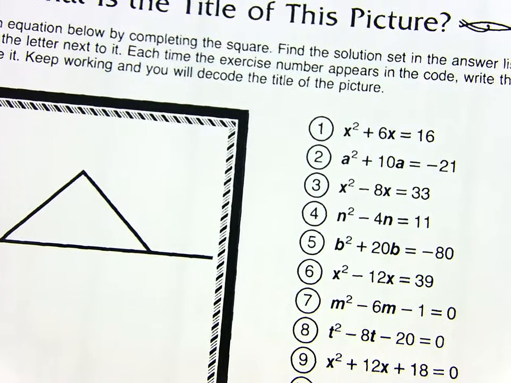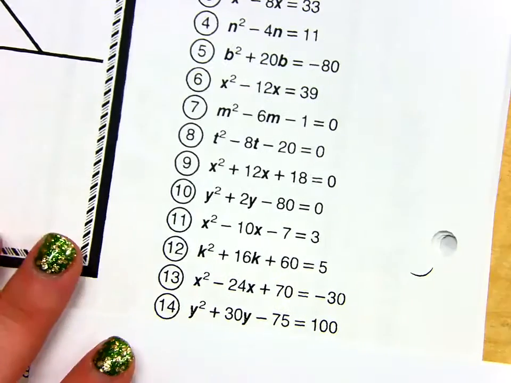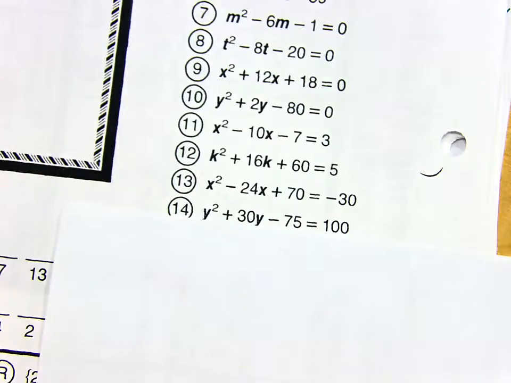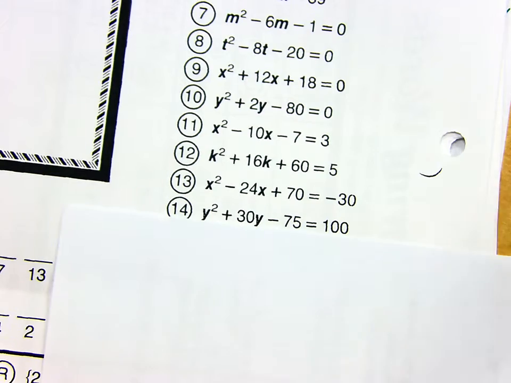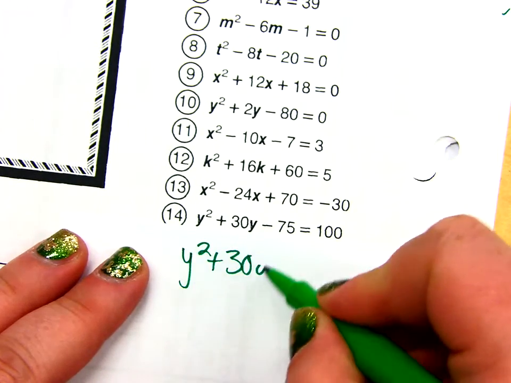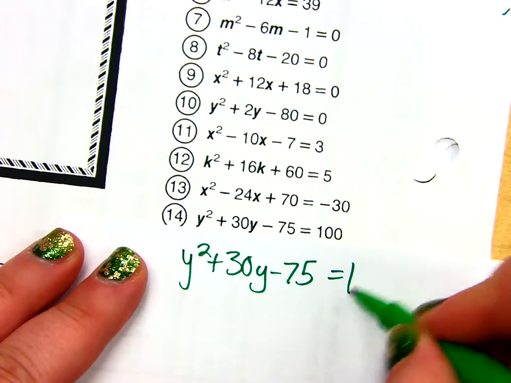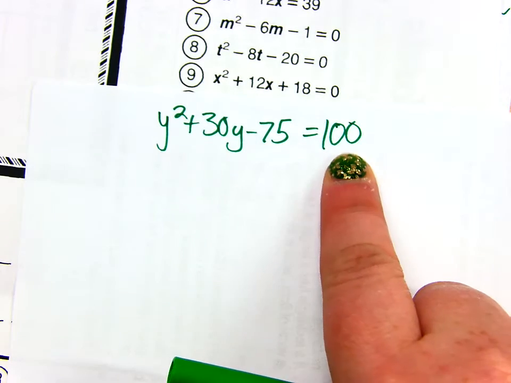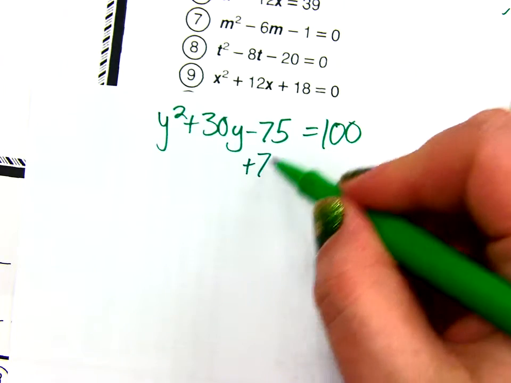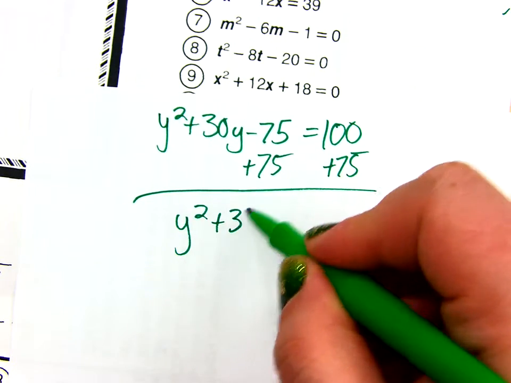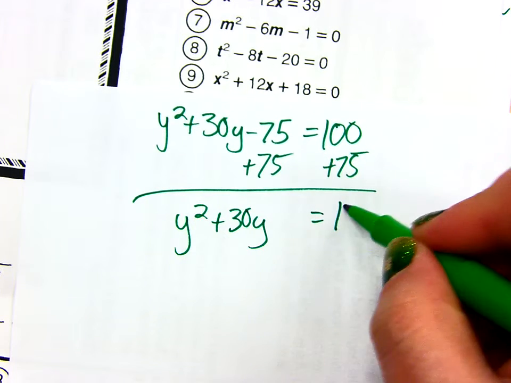Now you'll notice on 14, I have something over there. It doesn't really matter. Let's rewrite this. Let me do it in green. So we've got y squared plus 30y minus 75 equals 100. So what do you think I do first? Yeah, I'm just going to add this 75 over here, because I want to make that gap there. So I have y squared plus 30y. Leave yourself a space, 175.